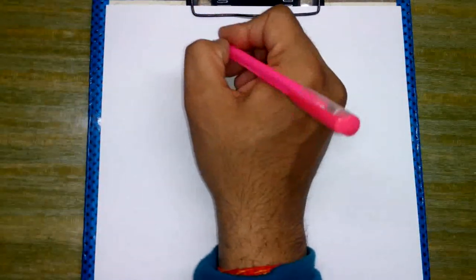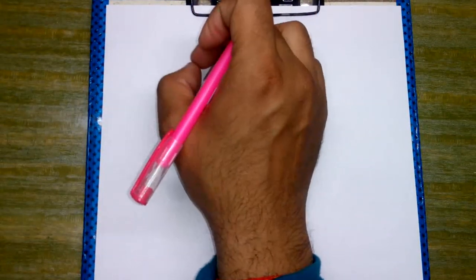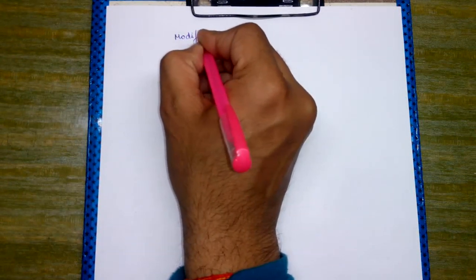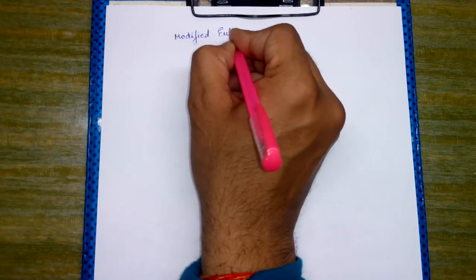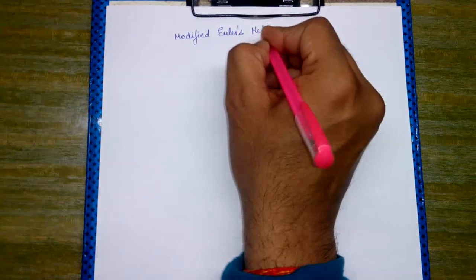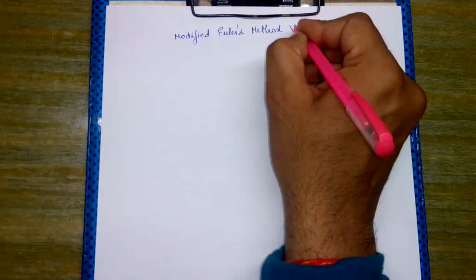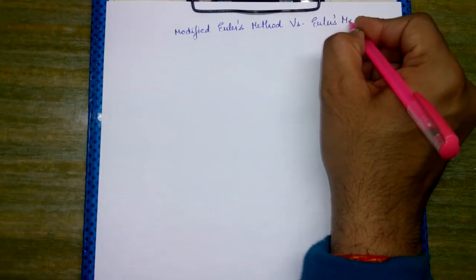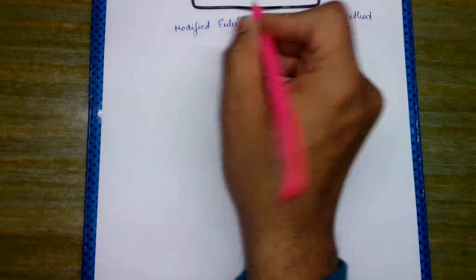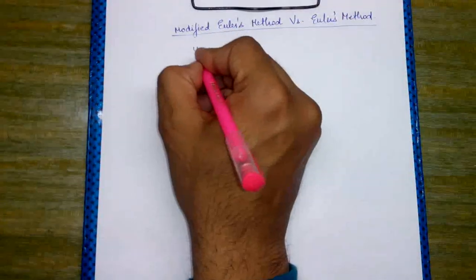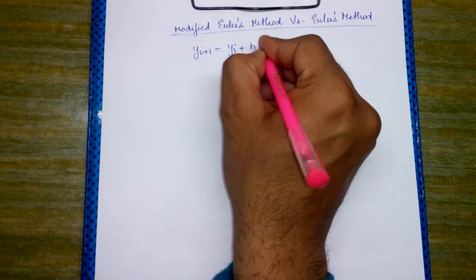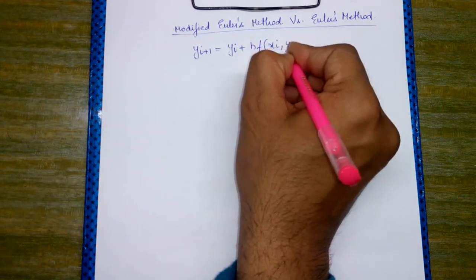Now we will compare Euler's method with the modified Euler's method. So now we will have modified Euler's method versus Euler's method. In Euler's method we have y of i plus 1 is equal to y of i plus h into f of x i comma y i.